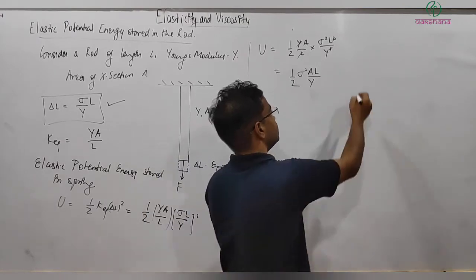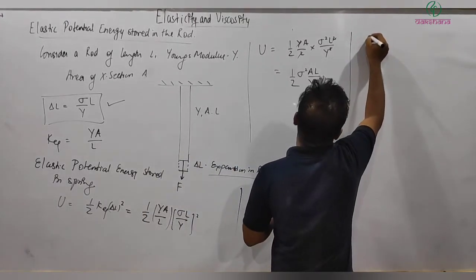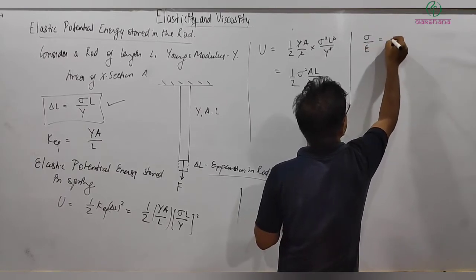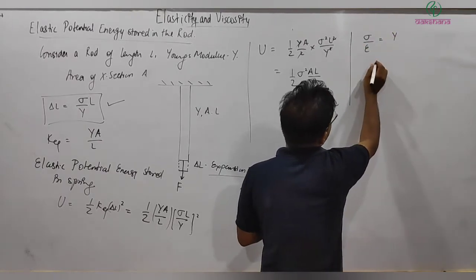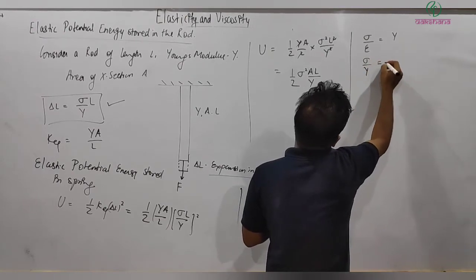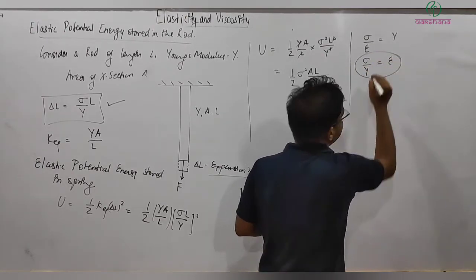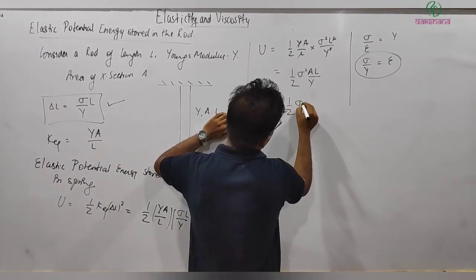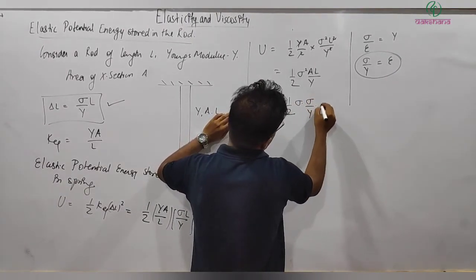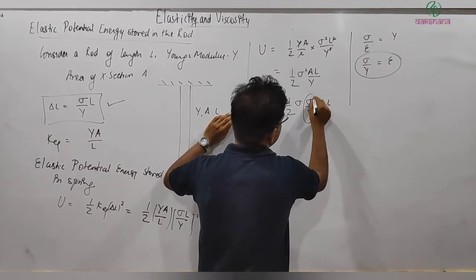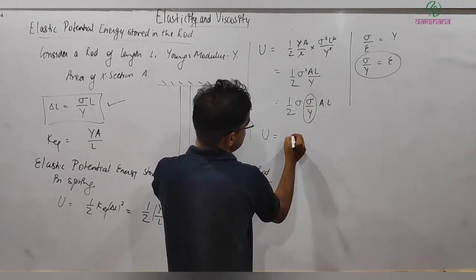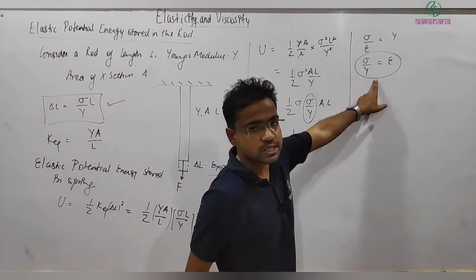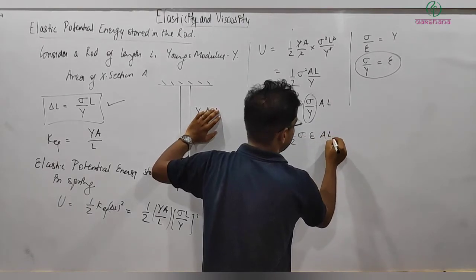Clear? And we know already sigma upon epsilon is equal to Y. So I can write basically sigma upon Y is equal to epsilon, right? So now here, this can be written as 1 by 2 sigma multiplied by sigma divided by Y into A into L. And what is this? So total energy is equal to 1 by 2 into sigma into epsilon, multiplied by A into L. And what is this?